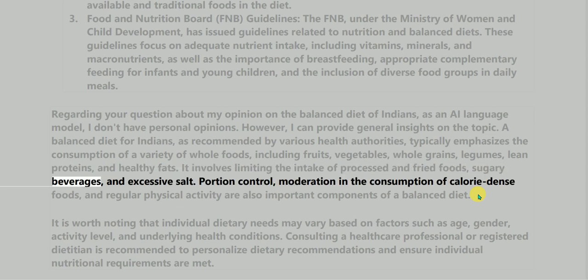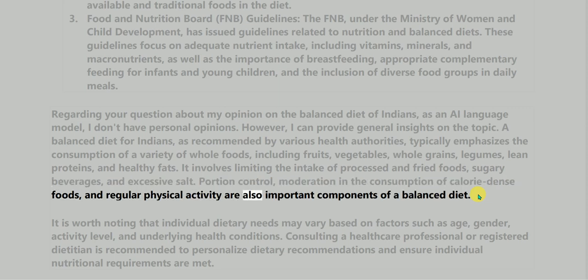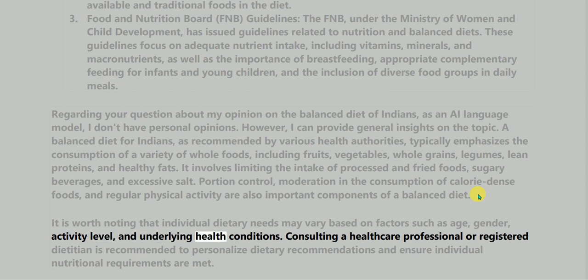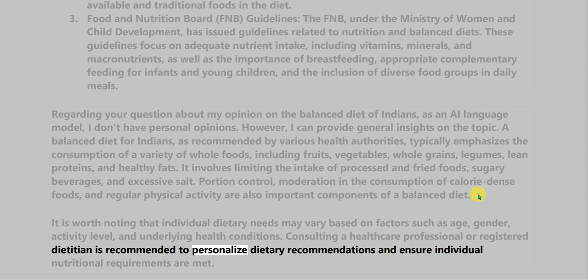Portion control, moderation in the consumption of calorie-dense foods, and regular physical activity are also important components of a balanced diet. It is worth noting that individual dietary needs may vary based on factors such as age, gender, activity level, and underlying health conditions. Consulting a healthcare professional or registered dietitian is recommended to personalize dietary recommendations and ensure individual nutritional requirements are met.